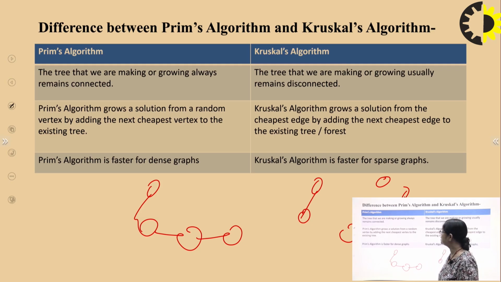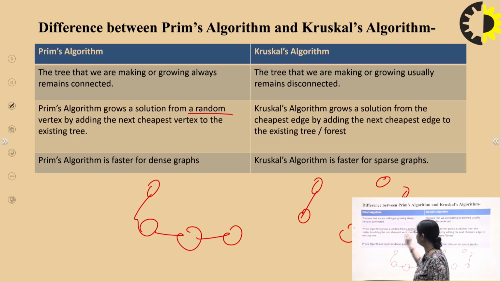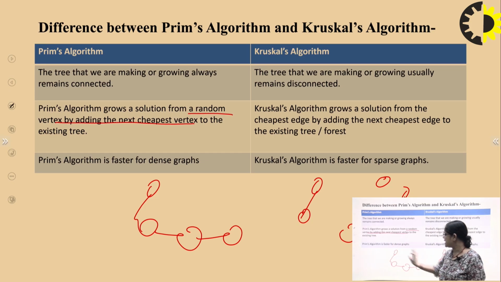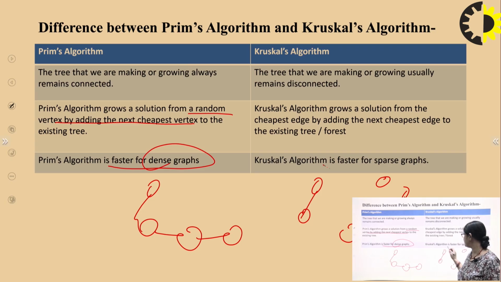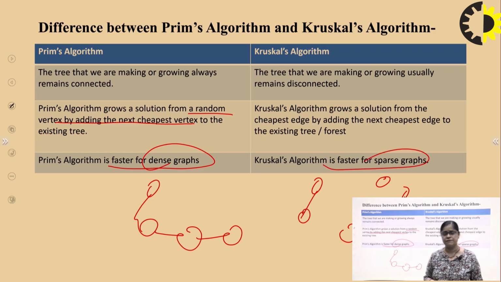Now, Prim's algorithm grows a solution from a random vertex by adding the next cheapest vertex. We can take any random vertex here. But in Kruskal's, we have to take the edge which has the minimum weight in the whole graph. So that is the difference between Kruskal's and Prim's algorithm. Now, Prim's algorithm is faster for dense graphs, but Kruskal's is faster for sparse graphs, right? So this is the difference between Prim's and Kruskal's algorithms.